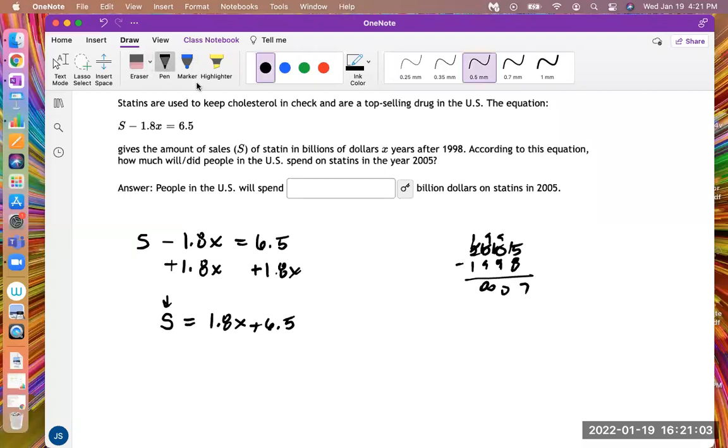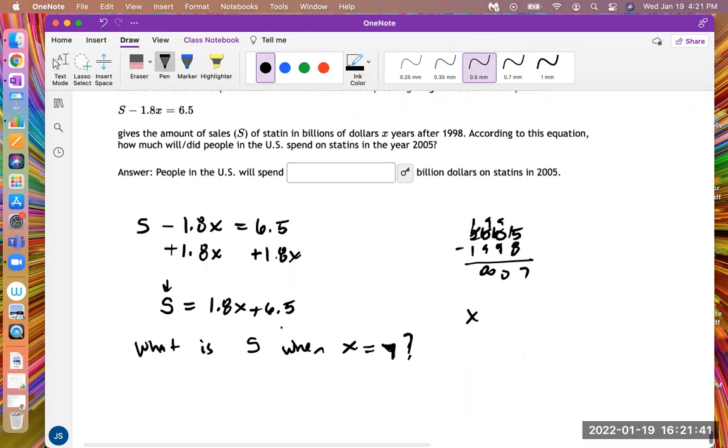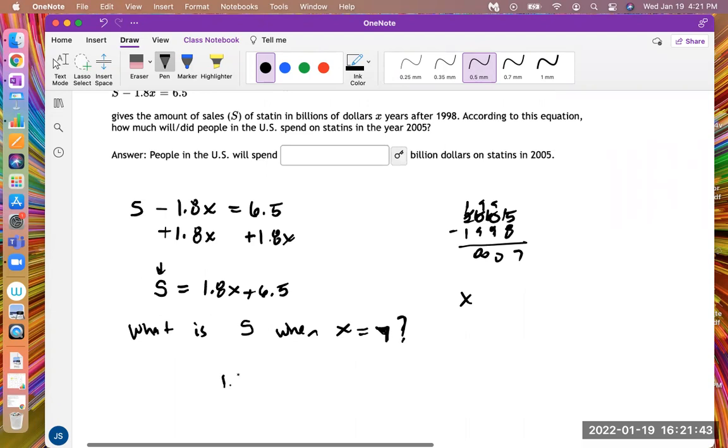So we want to know what S, big S, is when X equals 7. With an equation, once I plug in either the X or the S, it's going to establish and put in cement the other variable. So all I have to do is replace the X with 7.